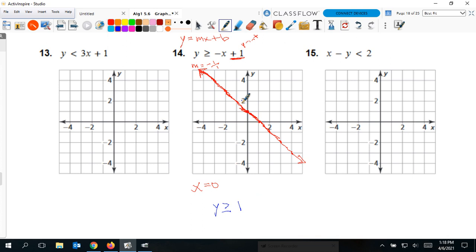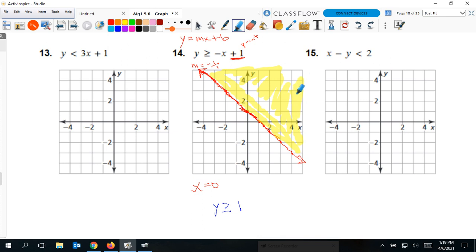Greater than 1 is going to be up above it. So we're going to be shading on this side of our line. So this is the side that we would shade. All of the side right through here.